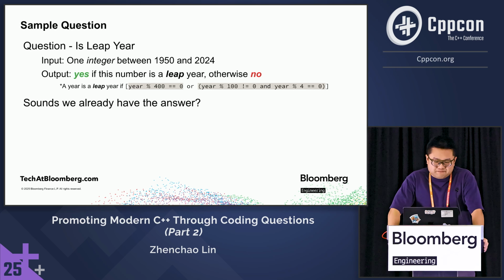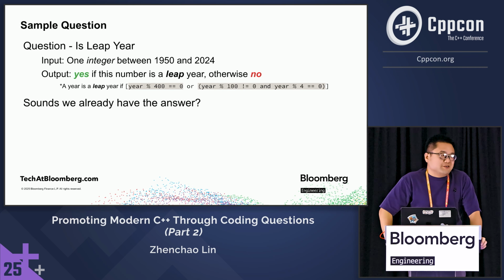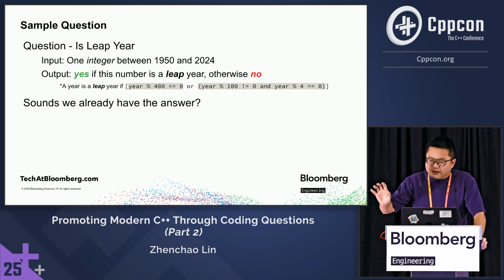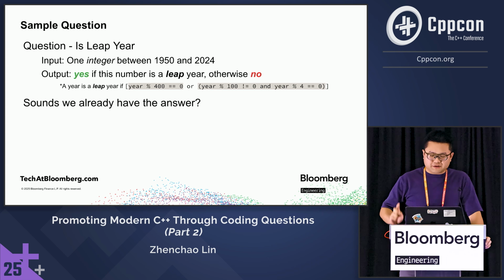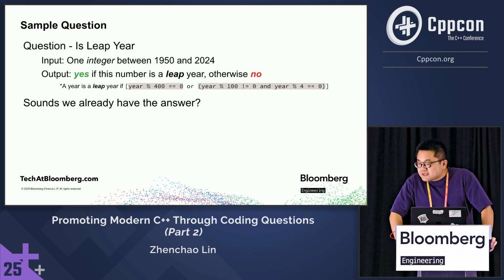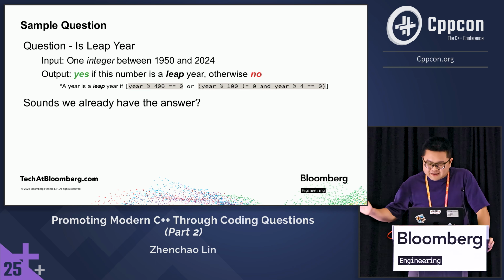Our very first question is a leap year. The input is very simple, a year within a certain range, and what you need to do is print yes if it's a leap year and print no if not. If you are not familiar with the formula, I give the answer here.